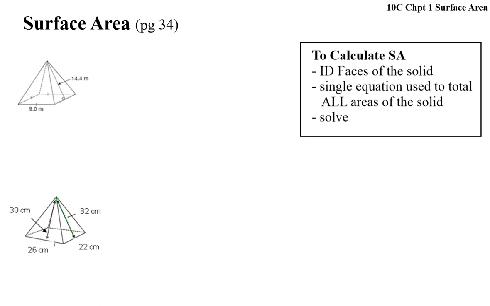So, identify the faces. Here, if I were painting this pyramid, what do I have? Well, my pyramid is made up of a base, and those little ticks tell me it's a square. And I only have one of them. I would paint the bottom of that. And it's 9 by 9, so I have 1 square. What else do I have?